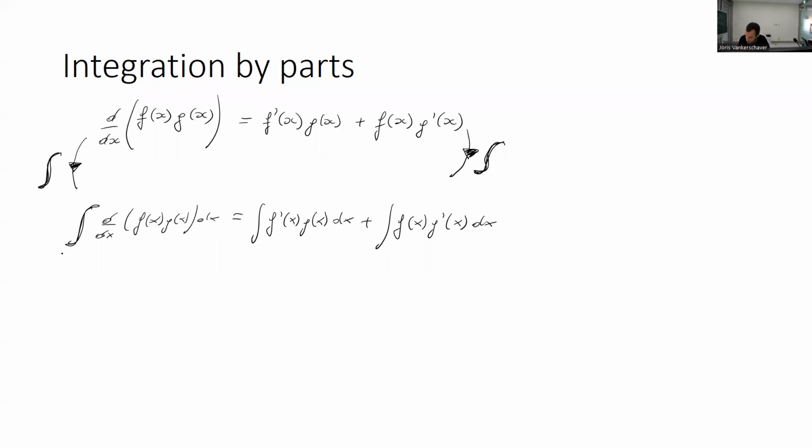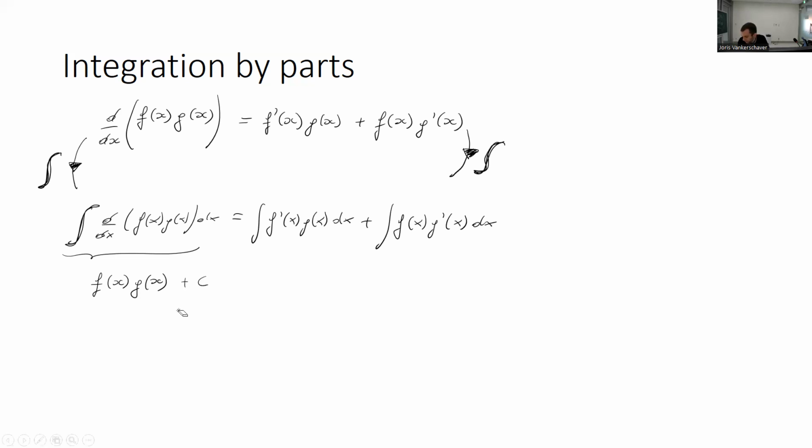Okay, and now let's focus a bit on this left-hand side. What do I have here? I have an integral of a derivative, and the integral does the opposite of whatever the derivative does. So if you take the derivative first and then you integrate again, that's the same thing as doing nothing. So here, if we take the integral of the derivative of f times g, we get back our product f times g. And now you might wonder, why don't you write plus c here?